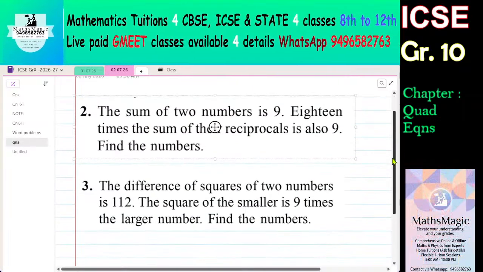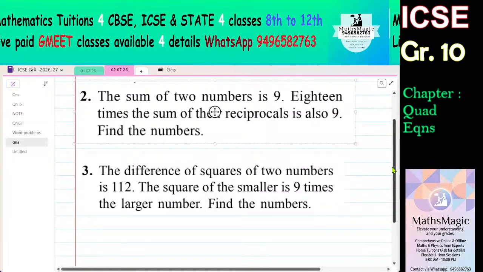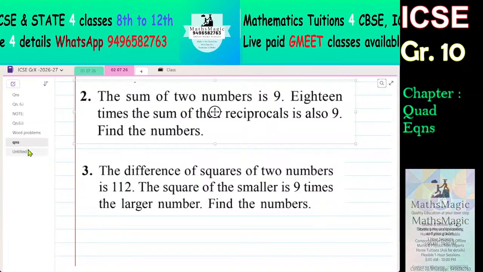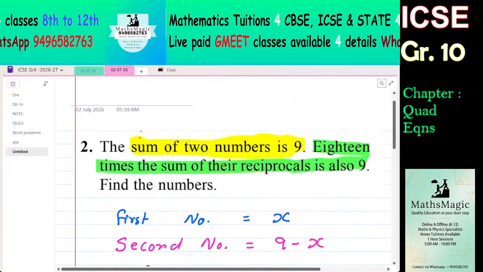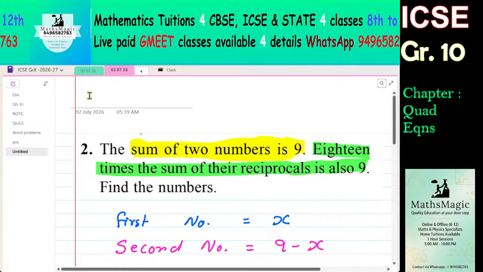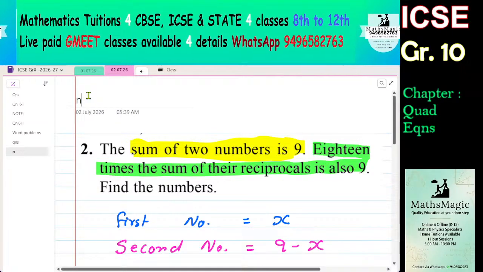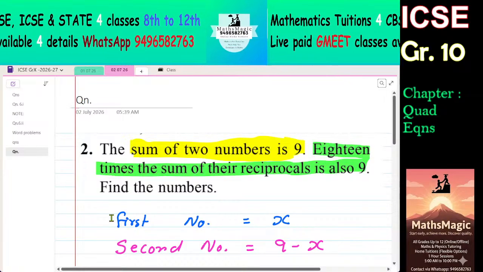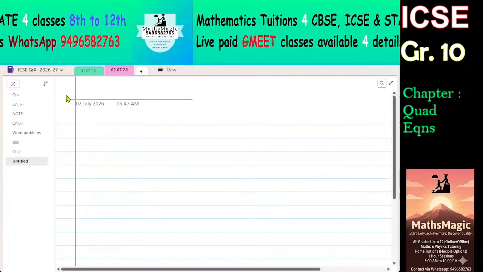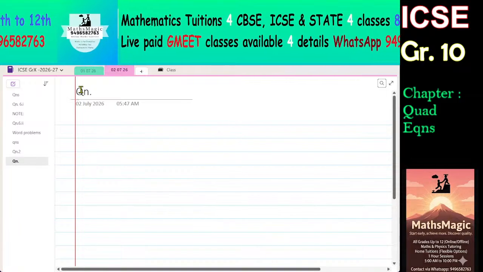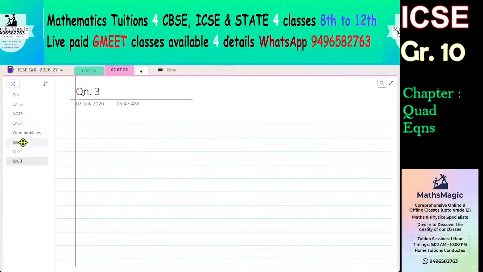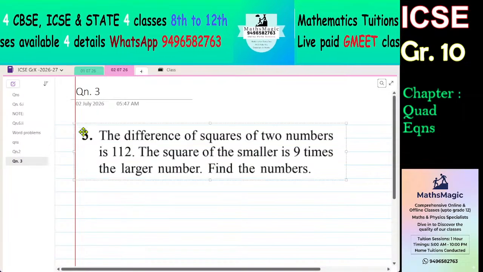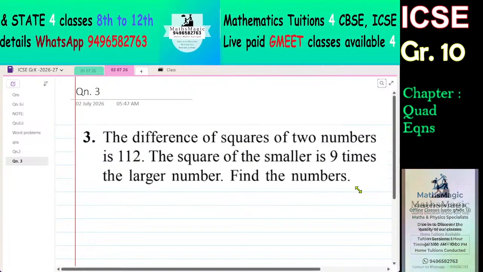Now, the next one is: the difference of squares of two numbers is 112. The square of the smaller is 9 times the larger number. Find the numbers. Okay, we will solve that as well. We'll solve question number 3 as well. And we will highlight the two parts.